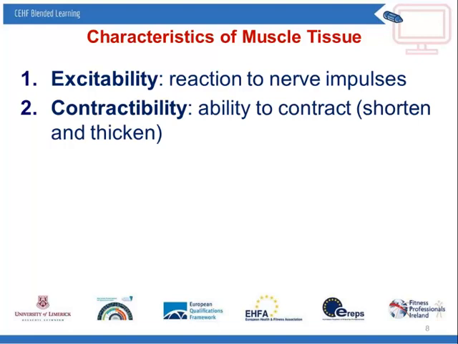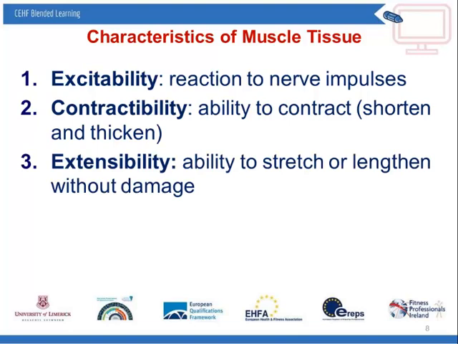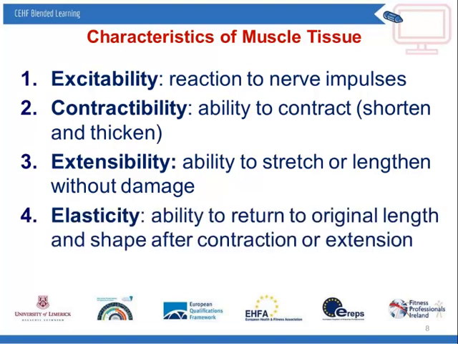Contractibility. This is the ability to contract or to shorten and thicken. Extensibility is the ability to stretch or to lengthen without damage. And finally, elasticity. And this is the ability to return to the original length and shape after contraction or extension.